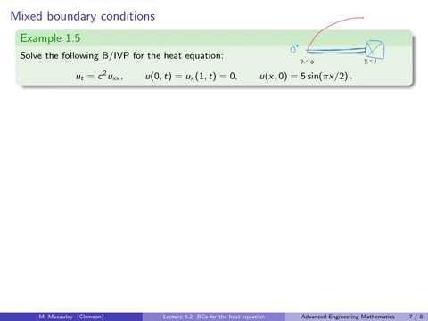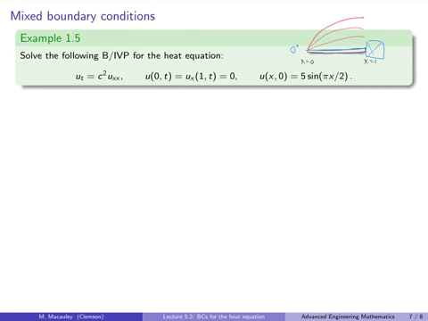Now heat can escape through the left endpoint. So intuitively, this bar is sitting in a room of 0 degrees. And as time goes on, this heat is going to flatten out. And in the long term, it will approach 0 degrees. And that's what should happen mathematically.